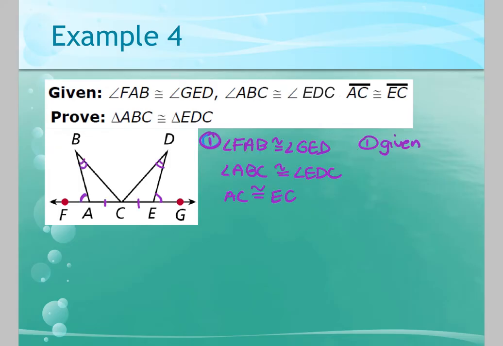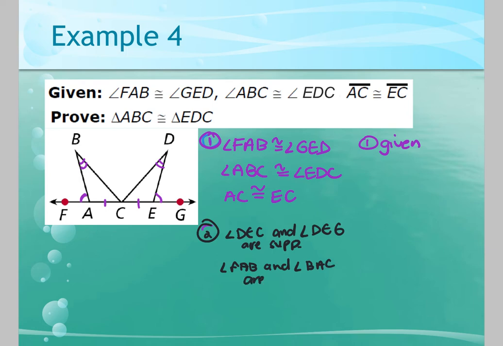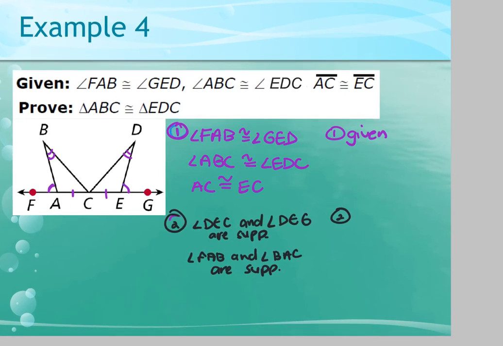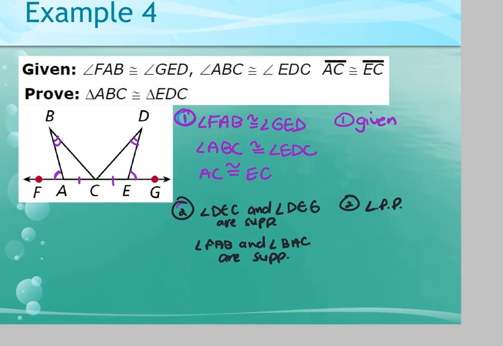How many proofs are there? 2? Remember to put that DEG and DEC are supplementary, and FAB and BAC are supplementary. Say that again. DEC and DEG, yeah, supplementary. FAB and BAC are also supplementary. What was your reason? I think I put definition of linear pairs. I don't know if that was right. Okay, linear pair postulate. I probably would have given you definition of linear pair, but the linear pair postulate is what says that they're supplementary. Yep.